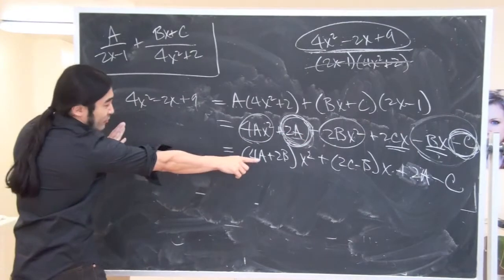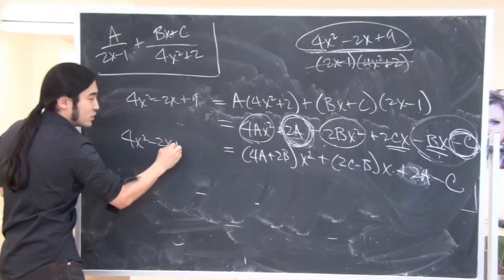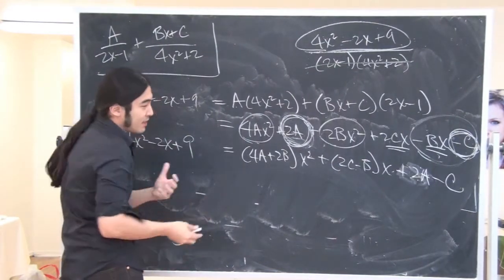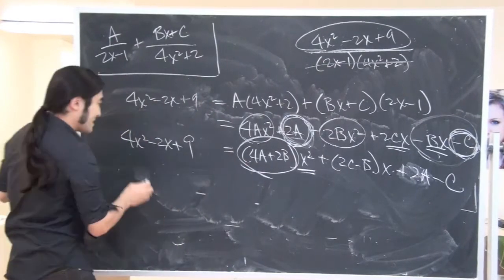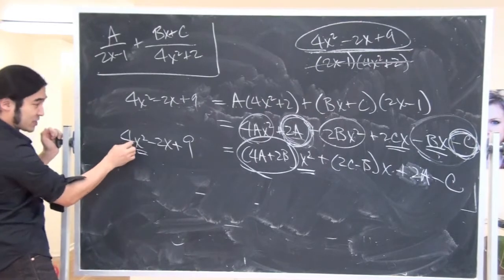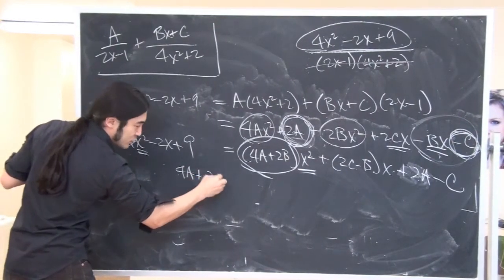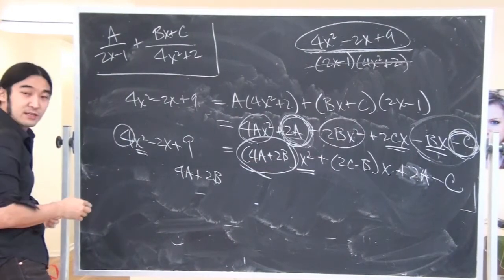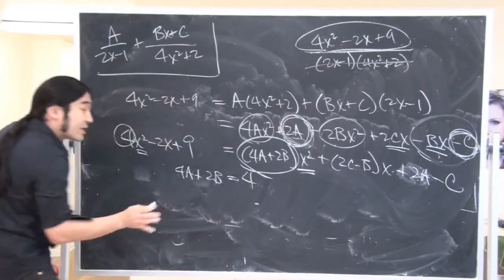Okay, now I've got the right side. Let's look at the left side. The left side's still the same: 4x squared minus 2x plus 9. So if these guys are literally the same all the time, that means for the x squared, his coefficient, the number in front, has got to be the same on the right side and the left side. So the coefficient for x squared here is 4. Therefore, 4a plus 2b, what it looks like on the right, is the same as the left. So then we get this set up.